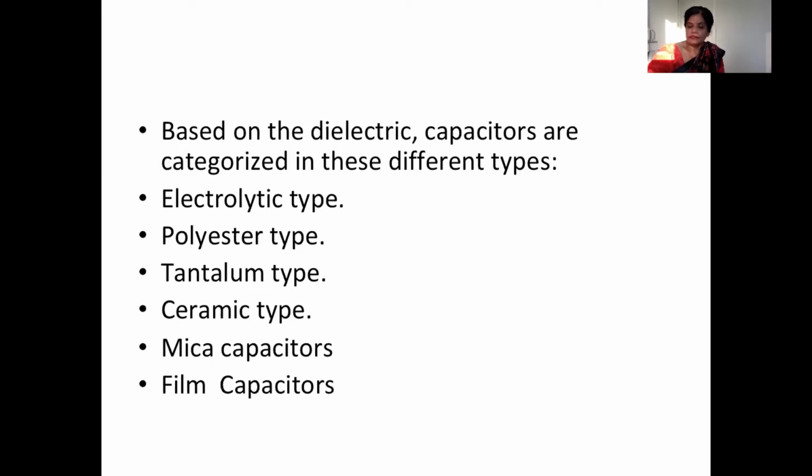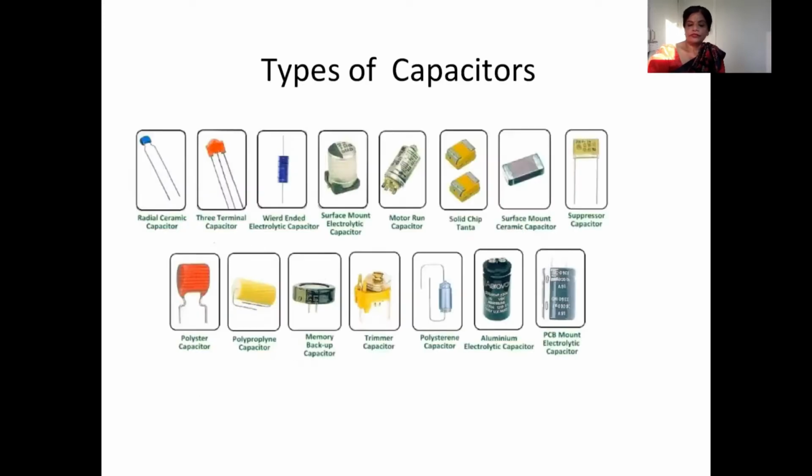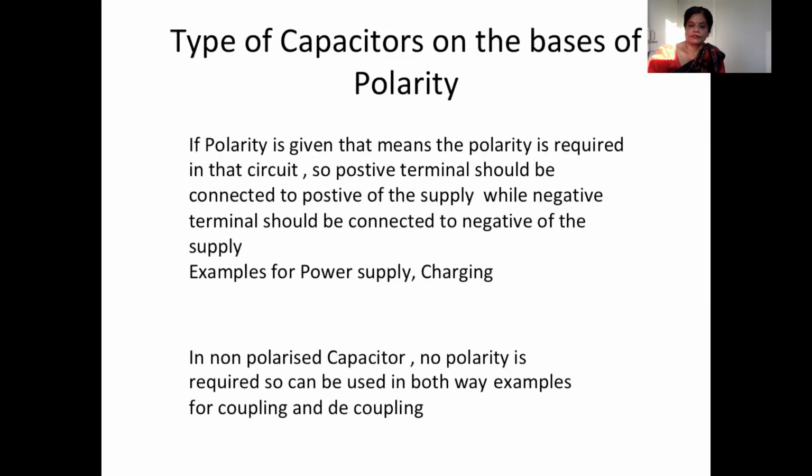In a film capacitor, the insulation is film, in a ceramic capacitor, the insulation is ceramic, and in a polyester capacitor, the insulation is polyester. So it depends upon which dielectric you have used, and on that basis there are names of the capacitors. So these are the types of capacitor like paper capacitor, mica capacitor, polyester capacitor. These are the photographs of the capacitors.